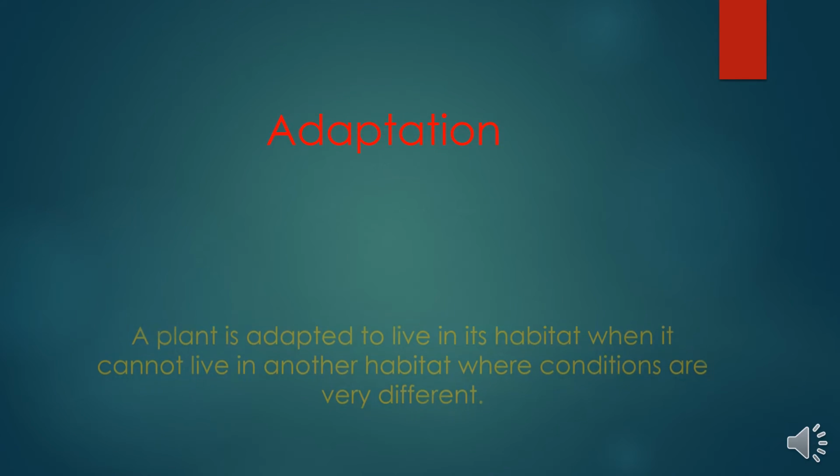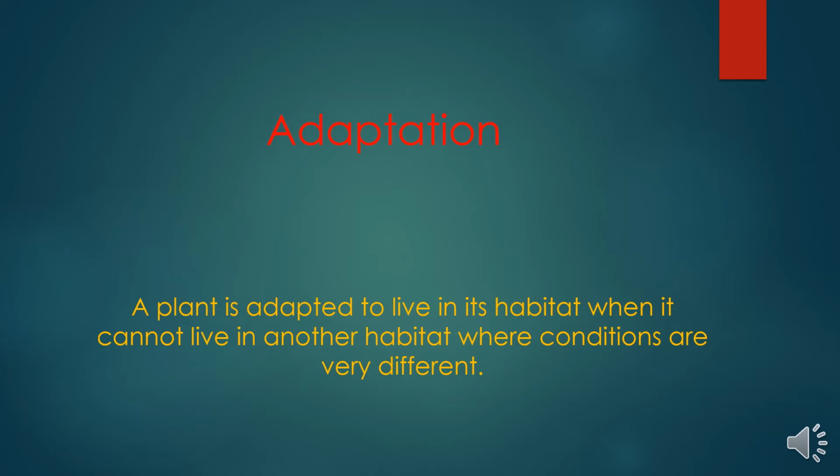Adaptation. A plant is adapted to live in its habitat when it cannot live in another habitat where conditions are very different. Any plant has special characteristics that allow it to live in its habitat. For example, aquatic plants can't live on land, and terrestrial plants can't live in water.